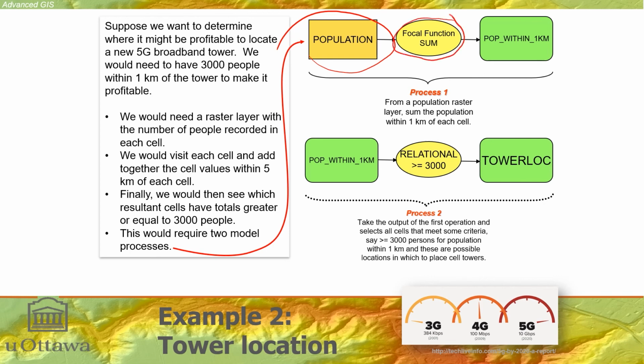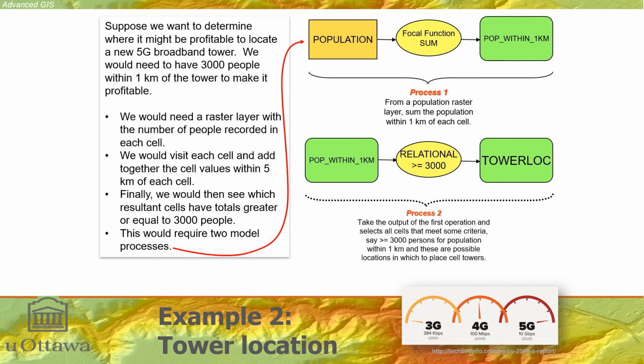And that's using what's called a focal function. We'll have a whole lecture on focal functions later on in the course. For now, all you need to understand is that the focal function for each cell looks within a distance of each cell and computes statistics that we might want. For example, one of those statistics, even though it's not really a statistic, is the sum. So with population into a focal sum, we can get population within 1 kilometer as the output raster.